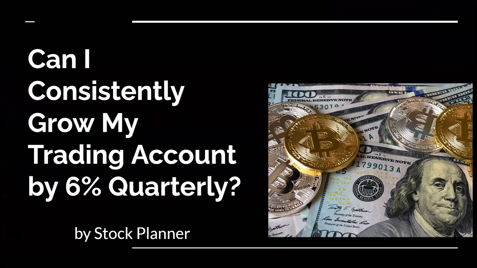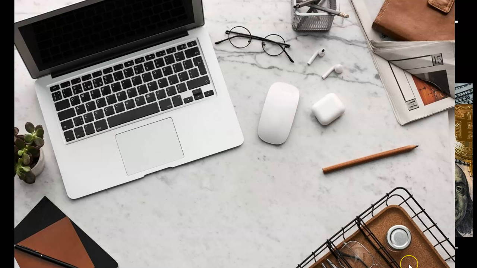This is a short update to see if I'm achieving my 6% quarterly win rate. 6% quarterly does not sound like a lot, but 6% quarterly is 24% annually, and that's what Warren Buffett achieves. So let's get started.